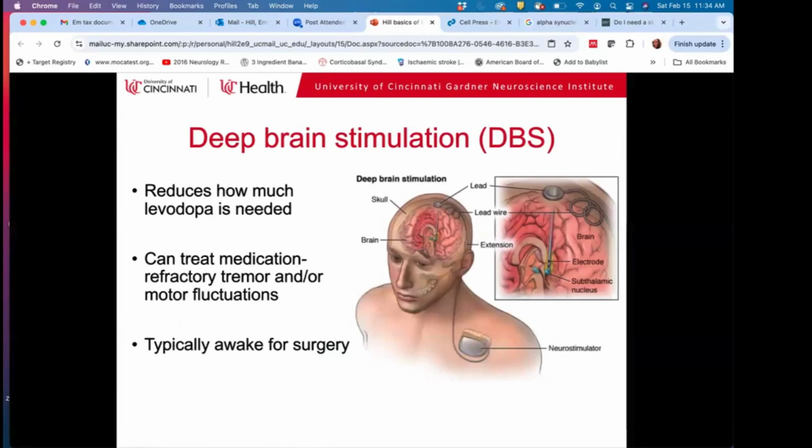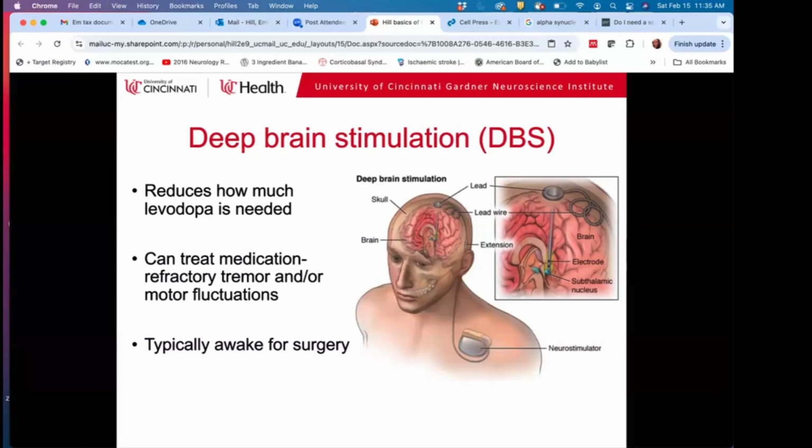Deep brain stimulation, people ask about this a lot. This is a surgery that acts like having medicine in your system all the time. You see here, this is going deep into the brain near where the neurons, the dopamine cells, are sending their signal. And so we send electricity deep into the brain to kind of break up the bad circuit that's causing tremor and rigidity and slowness.